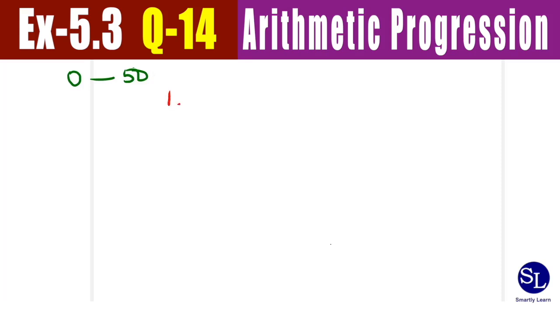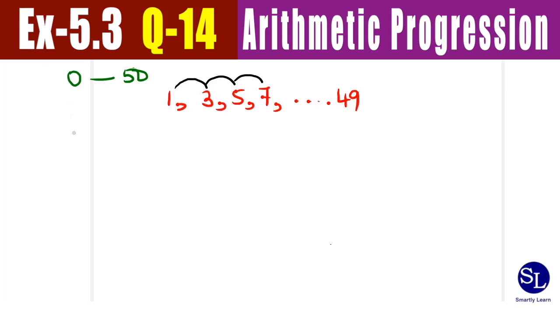So it is going to be 1, 3, 5, 7 and so on. The last odd number between 0 and 50 will be 49. Let's see how to find the sum of this. This is written in AP and we can also see that it is getting skip counted by 2.